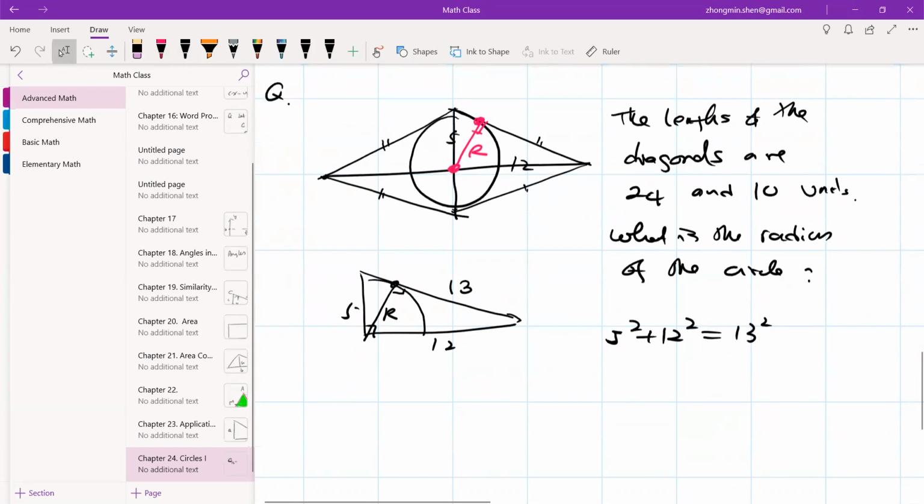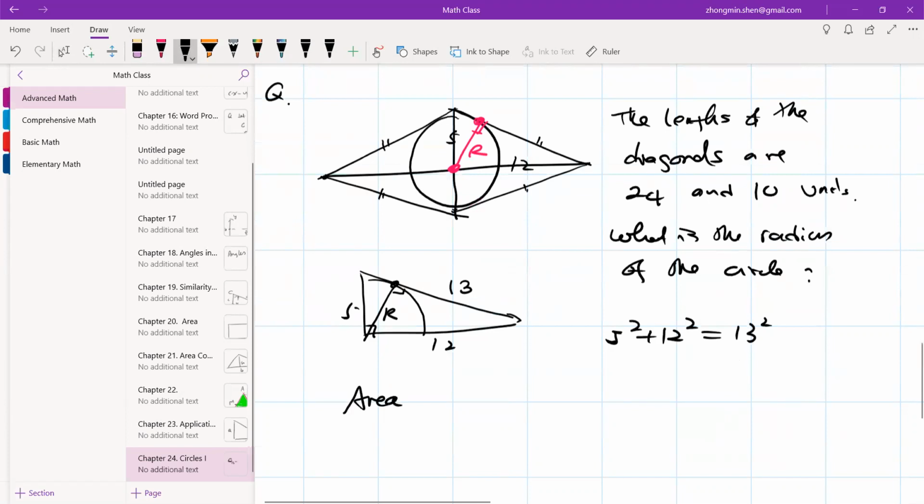Yeah, 30 over 13. Okay, 30 over 13 is the correct answer. We use that. You see the radius here becomes the height of the triangle. So you calculate that using the area, computed in 2 different ways.